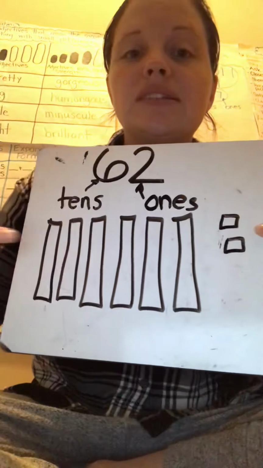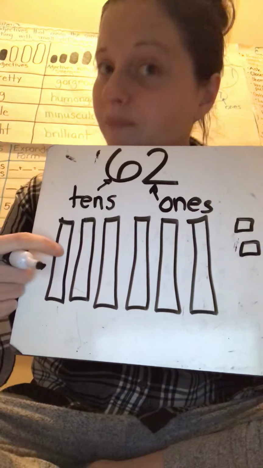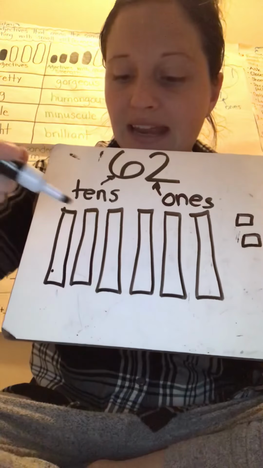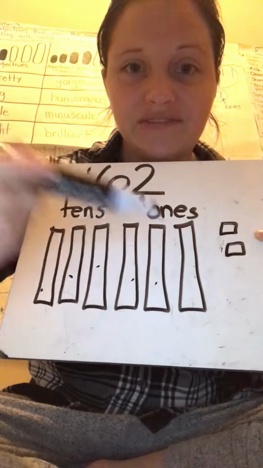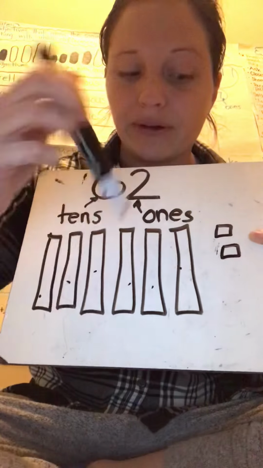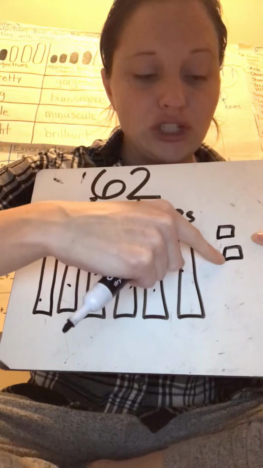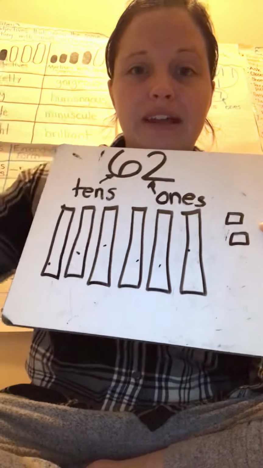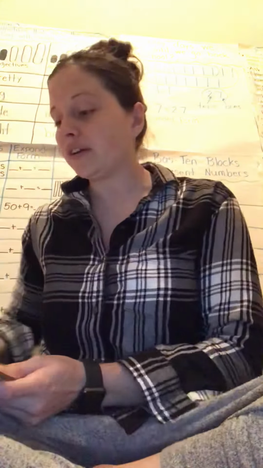Now we're going to count to check. Remember, when we're counting our 10s first, we count by 10 because there's 10 in each one. So we have 10, 20, 30, 40, 50, 60. Now we're adding ones, so 61, 62. So we have our 62 represented using our tens and ones. Let's do one more.